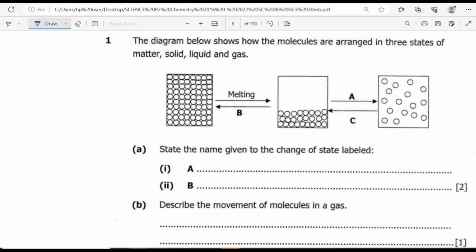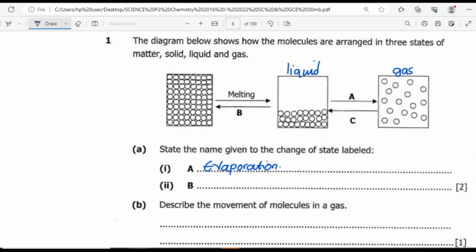So if we look at labeled A, we are looking at the change of state from a liquid. So we can see the way the particles or molecules are. The molecules are just arranged at the bottom part. So we have the liquid, then here we have the gas. Now, by what process does a liquid change into a gas? This is known as evaporation. So we have evaporation as our first process.